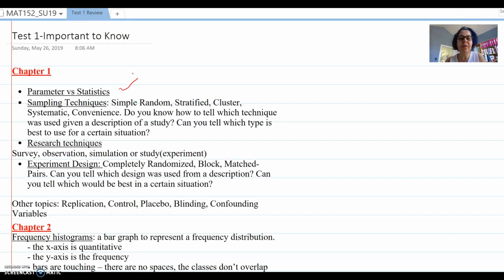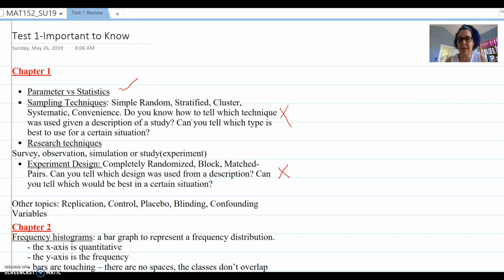Now, students oftentimes mix up sampling techniques and experiment design. They are two different things. Sampling techniques is the way you collect your samples. Experiment design is the way you design your experiment. So there are lots of sampling techniques in chapter one. Some of them I put down here, the important ones that you got to know. Make sure you know them, and you know the differences between them.